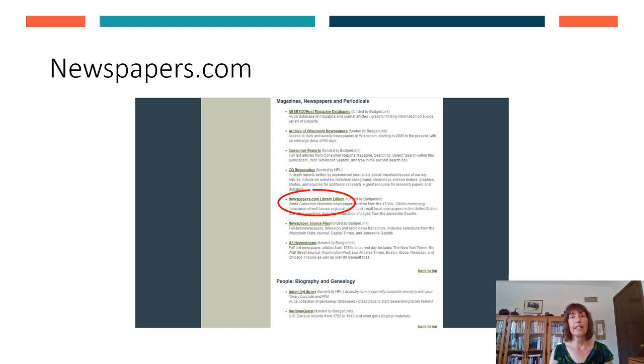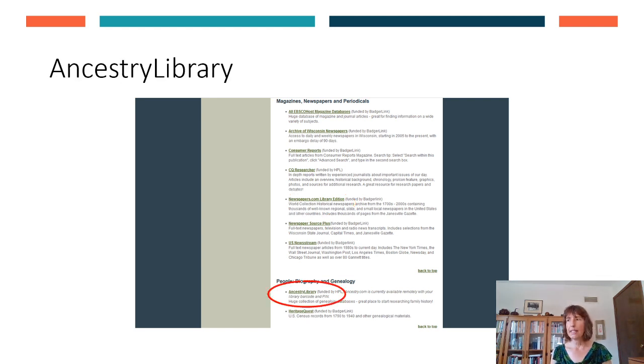Newspapers.com is free to Wisconsin residents through the Badger Link project. Once you click on newspapers.com, you may have to type in your library name and library card number. Ancestry Library is all the way at the bottom of the page, along with Heritage Quest. So under People, Biography and Genealogy, Ancestry Library's first, then Heritage Quest. For Heritage Quest, that's the same as newspapers.com. All Wisconsin residents can access it with their Wisconsin library card.